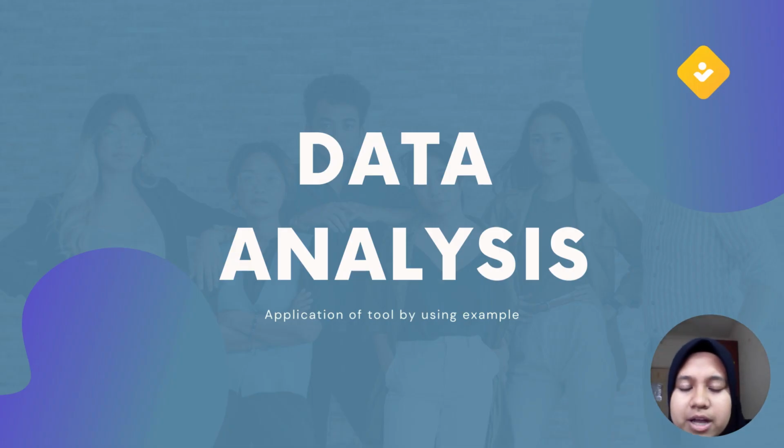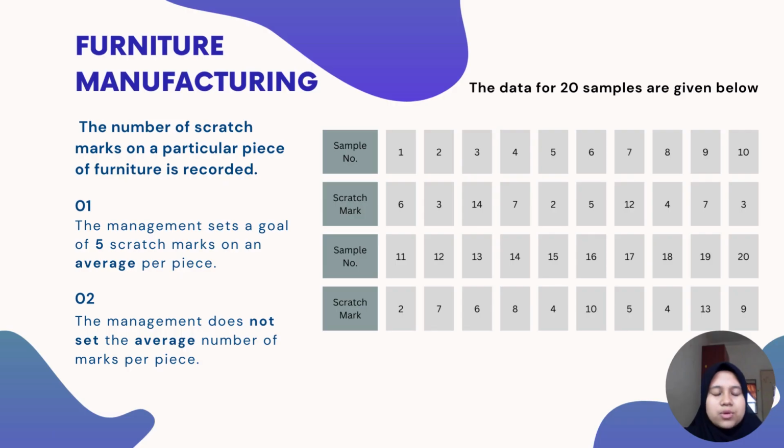For the next part, I'll present on data analysis, which is the application of C-chart by using the example. The data that we use is on the furniture manufacturing. The number of scratch marks on a particular piece of furniture is recorded from the 20 samples. For the first part, we set 5 as the average number of scratch marks, and for the second part, we don't set any number for the average.